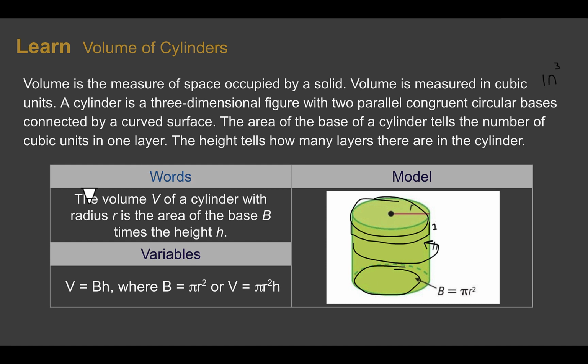So in words here, the volume, V, of a cylinder with radius r is the area of the base, which is a capital B, times the height. So we can see here that volume is equal to the area of the base times the height. When you see a capital B in volume problems, they mean the area of the base shape. So here B is equal to pi times r squared, since it's a circle. Putting that together, this is the formula we're going to use. Volume is equal to pi times r squared times h.